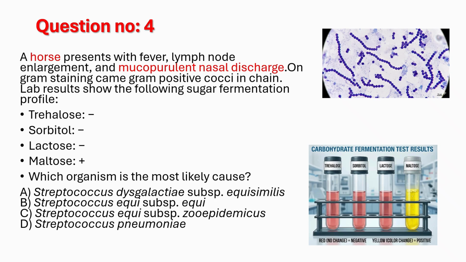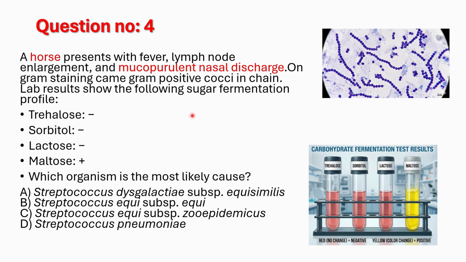Let's look at a classic case in equine medicine. A horse presents with fever, enlarged lymph nodes and mucopurulent nasal discharge. Symptoms strongly suggestive of a respiratory infection. The veterinarian collects a sample for microbiological analysis.